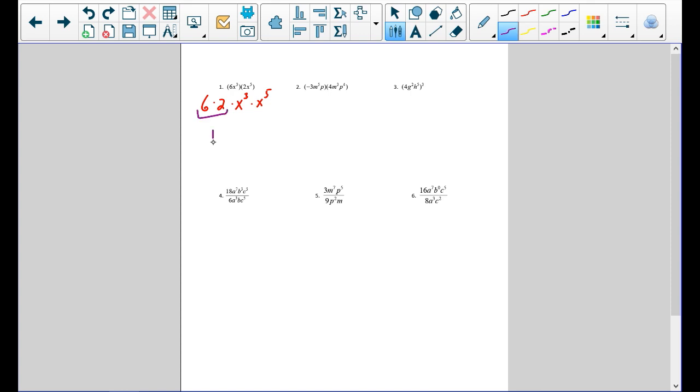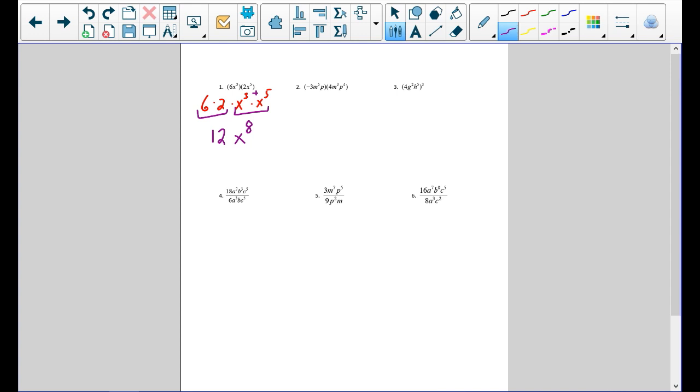So 6 times 2 is 12. X to the third times x to the 5th. Same base, multiplying, add the exponents. So 5 plus 3 gives me x to the 8th. So 12x to the 8th, and I'm done. Okay? So that's kind of the process I'm looking at. I'm looking at my numbers first, multiplying them together, or dividing them when I get down here to the bottom 3. And then I'm combining my exponents that are the same base and using the rules there.